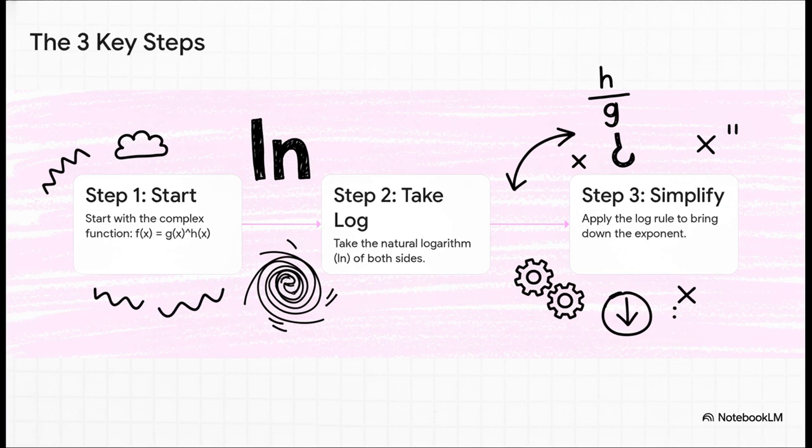Now, really focus on step 3. This is the pivotal moment. This is the magic. We apply that power rule for logarithms to the right side. The exponent, h of x, gets to come down from its perch and becomes a coefficient, multiplying the logarithm of the base. Just look at that result. ln of f of x equals h of x times ln of g of x. The variable is no longer in the exponent. We have successfully turned an exponential problem into a multiplication problem.